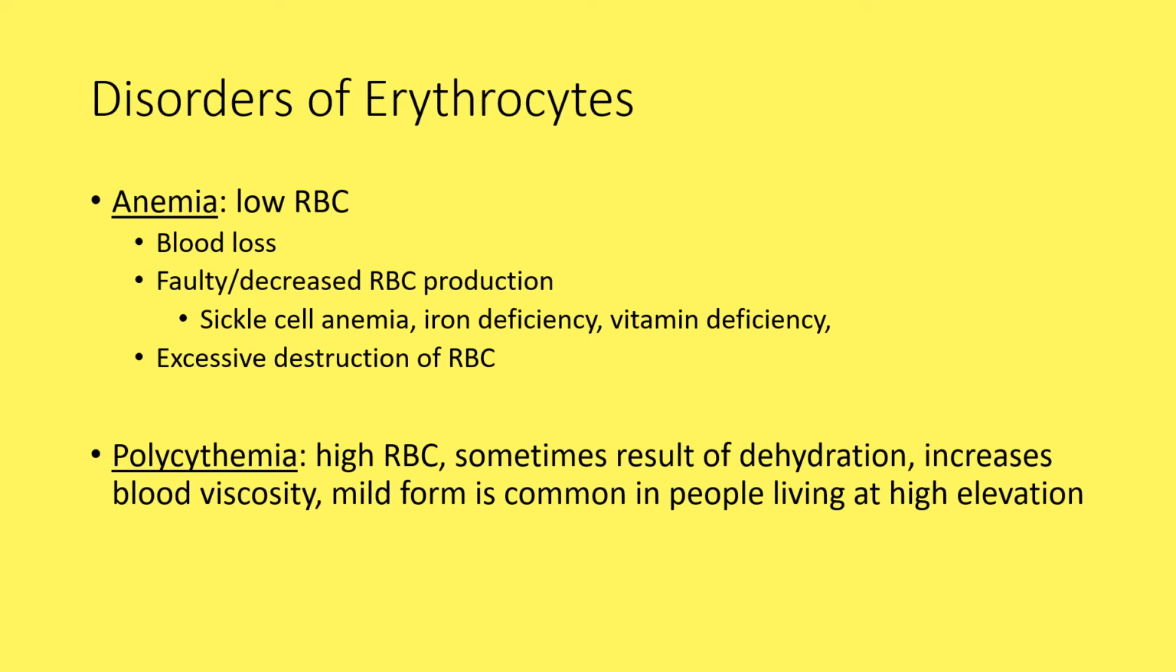And polycythemia is when you have too high of red blood cell numbers. That can sometimes be the result of dehydration. When you have a lot of red blood cells, remember they're viscous, so it increases the blood viscosity. Depending on how severe it is, if it's severe cases, you may need to be placed on blood thinners. There is a mild form of this with people who are living at a higher elevation. As you go up in elevation, the oxygen concentration decreases, so that's part of your body's natural response. Low oxygen, remember I said it's going to increase the number of red blood cells.